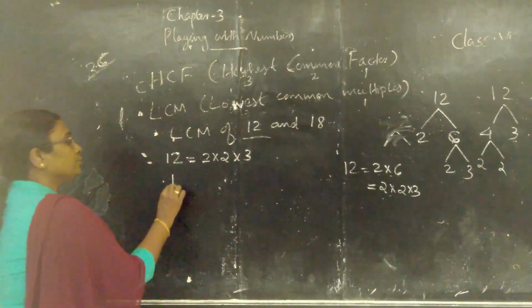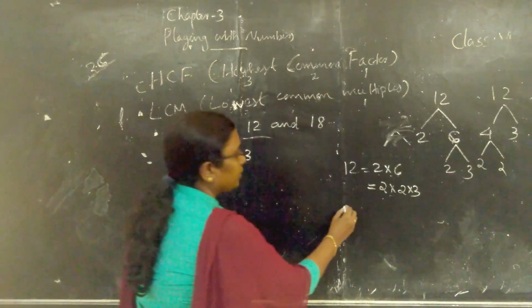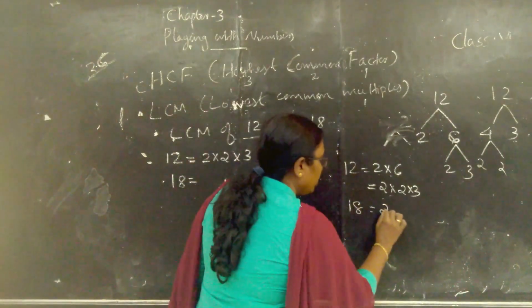Then the prime factorization of 18: 18 equals 2 into 9.